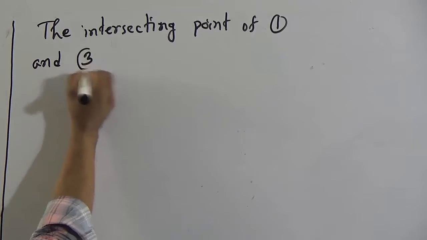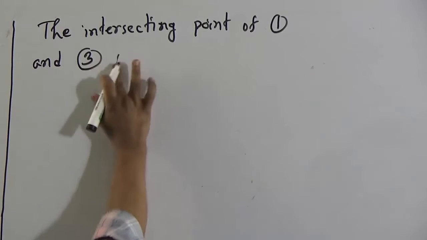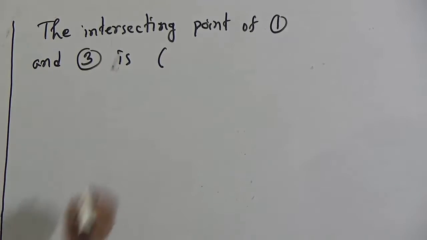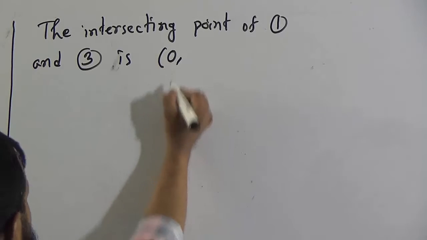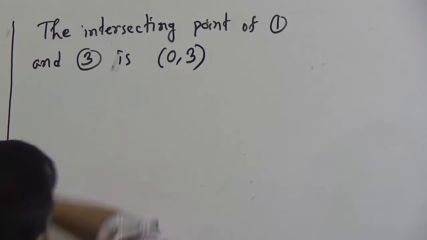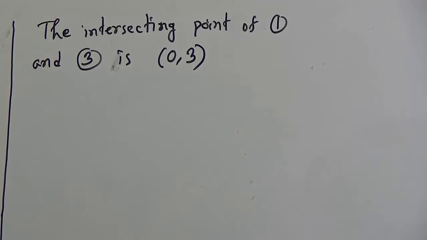1 and 3 is, x value is 0, that is it says 0, and the ordinate is 3. Y is 3, so ordinate is 3. Find out one point of the quadrilateral.